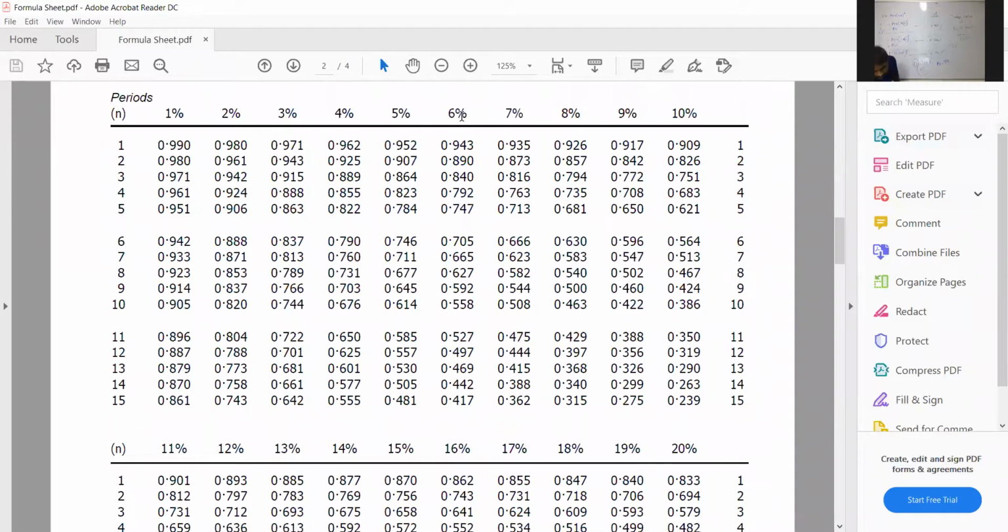This is the 6% column, and 8 years means it's here. How much is that? 0.627. Yes, the answers that you all are giving are correct.